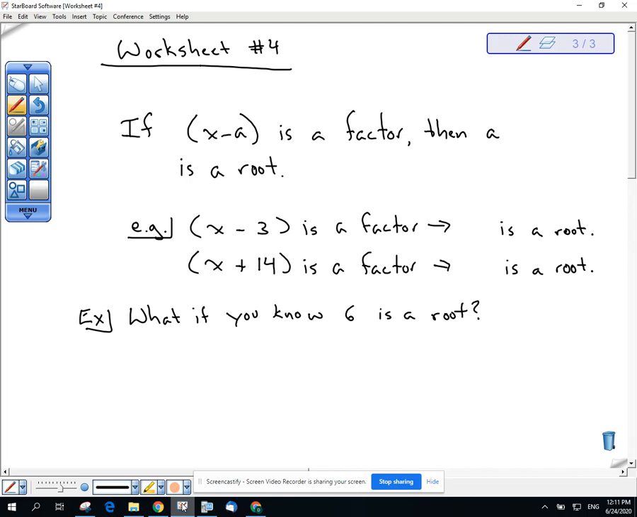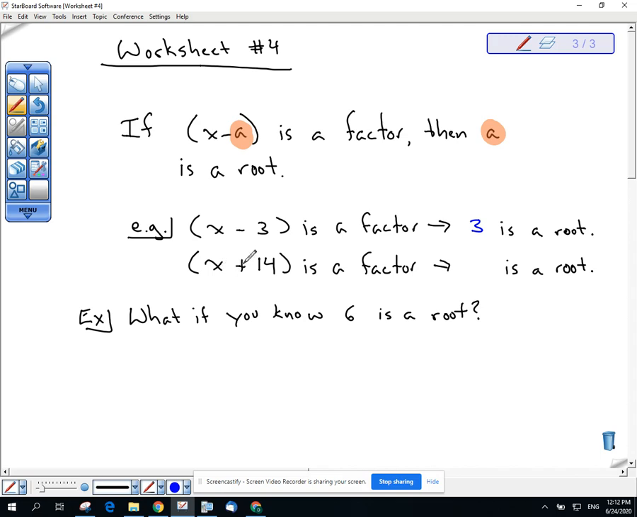And it's kind of a simple fact. If you haven't thought about it in these terms, let me make sure you understand. This a right here stands for a number. This is the article a, right? So if it is a factor, then a, the same number, is a root. So if x minus 2 is a factor, then 2 is a root. Or as an example here, if x minus 3 is a factor, then what would go here to express that it's a root? And that would be 3.